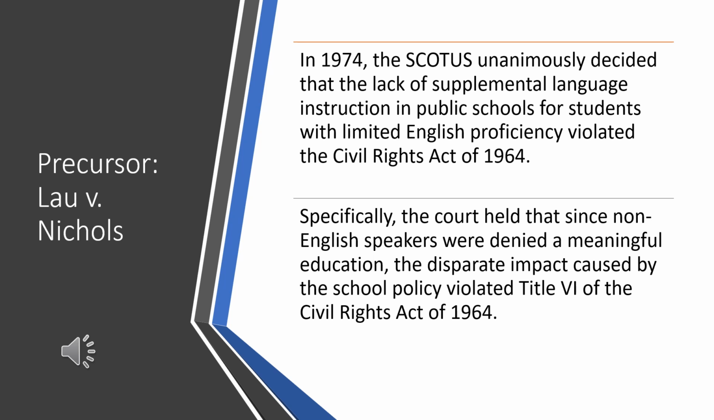Well, the case worked its way to the Supreme Court, and in 1974, the U.S. Supreme Court disagreed with the school system and unanimously decided that the lack of supplemental language instruction in public schools for students with limited English proficiency violated the Civil Rights Act of 1964. Specifically, the court held that since non-English speakers were denied a meaningful education, the disparate impact caused by the school policy violated Title VI of the Civil Rights Act of 1964.